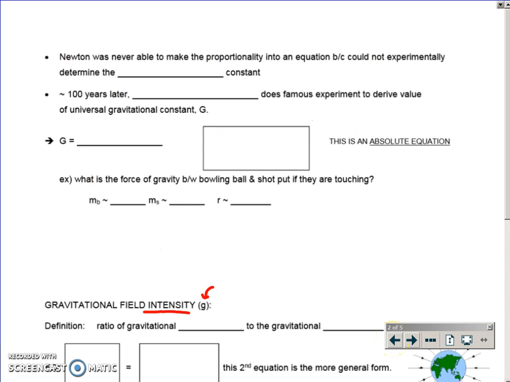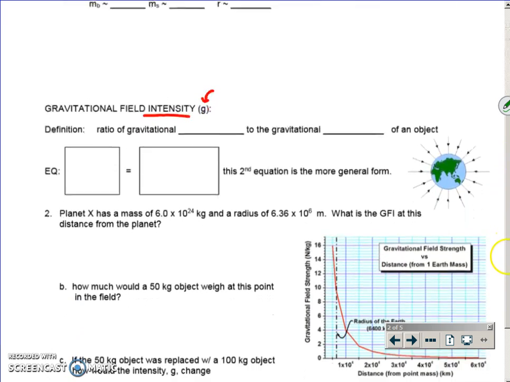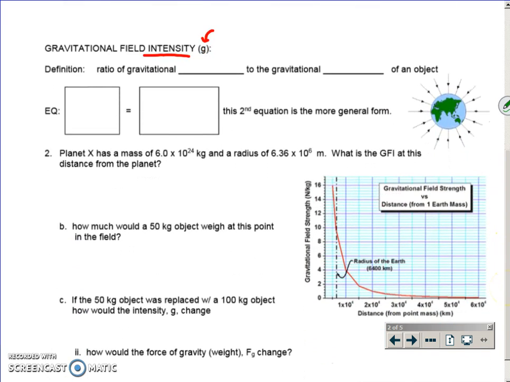Let's go back to the definition then. The definition of gravitational field intensity is actually very simple, deceptively simple, and often misleading for kids. It's simply a ratio. It's the ratio of gravitational force to the gravitational mass of an object. Someday I'll teach you about the difference between gravitational mass and inertial mass, but I don't want to go into that discussion now.